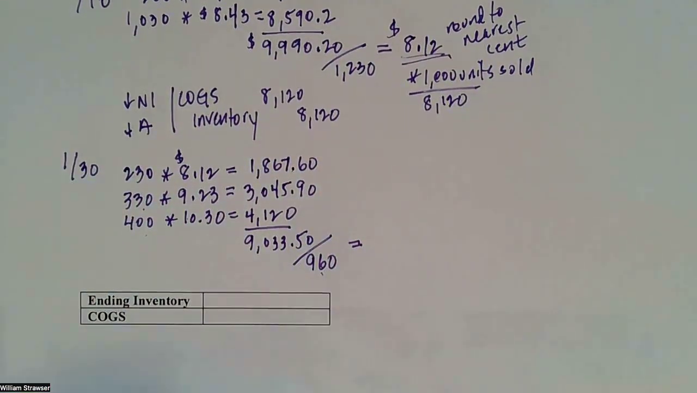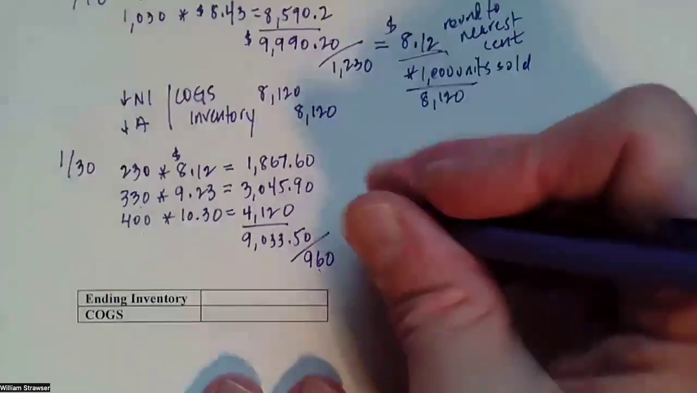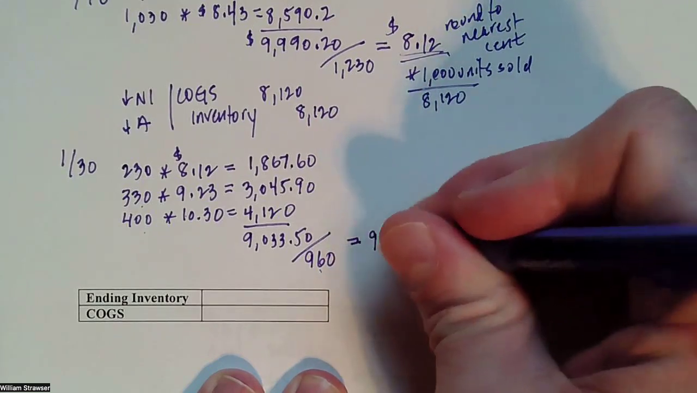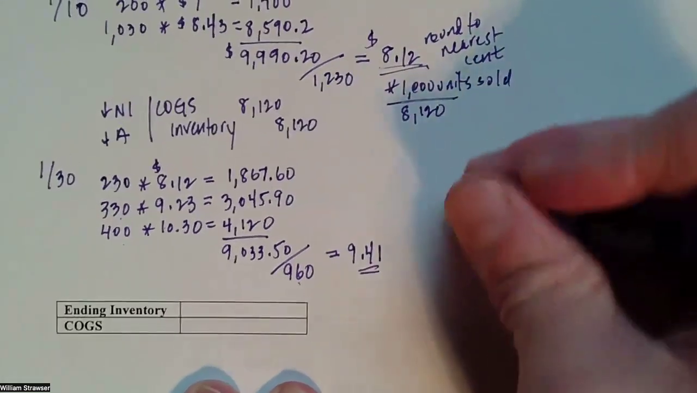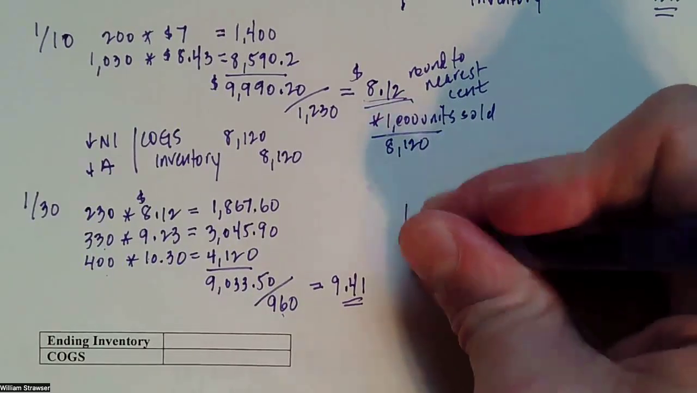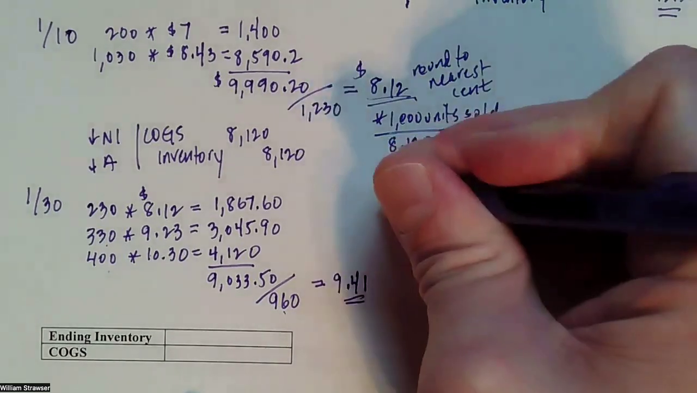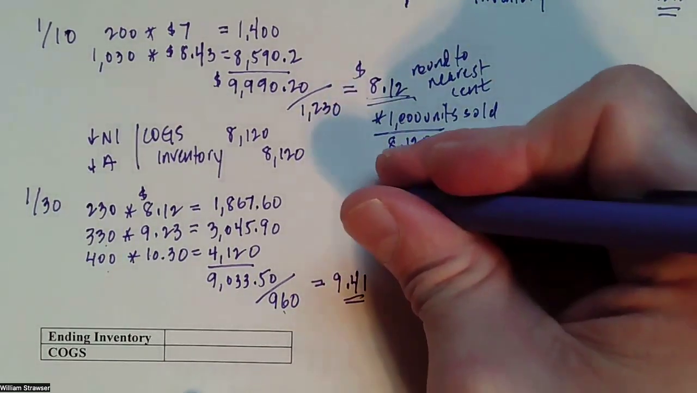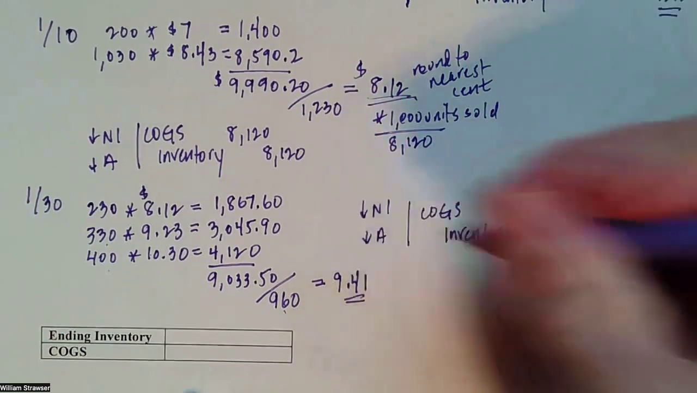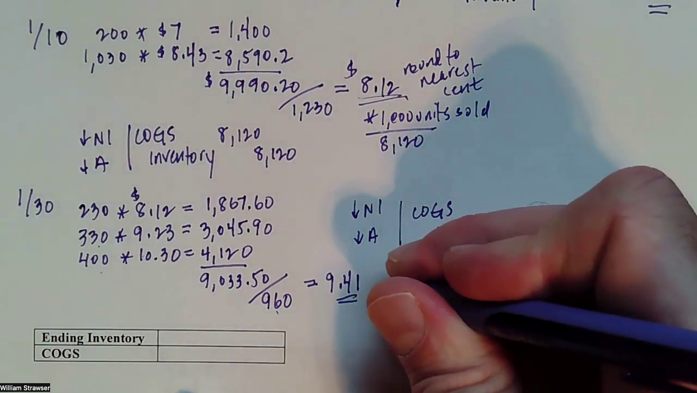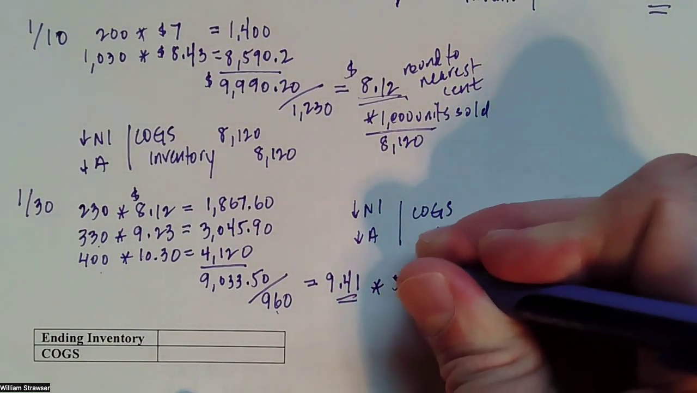230, 330, 400 gives me that. To get that average price, I divide by 960 units, and that comes out to $9.41. Again, round to the nearest cent. In order to come up with the cost of goods sold at 130, my entry at 130 would be, of course, the debit and the credit there. Under the perpetual method, always that simple entry. And I multiply that by 500 units.